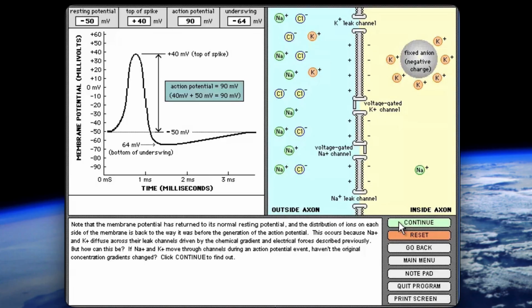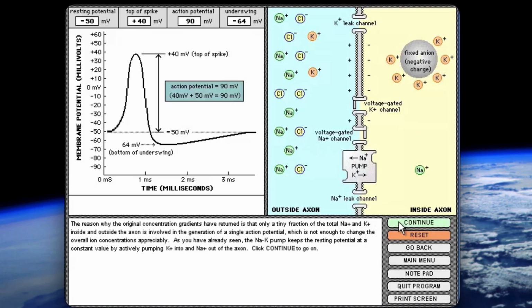If sodium and potassium move through channels during an action potential event, haven't the original concentration gradients changed? Consider this question before continuing. The reason why the original concentration gradients have returned is that only a tiny fraction of the total sodium and potassium inside and outside the axon is involved in the generation of a single action potential, not enough to change the overall ion concentrations appreciably.